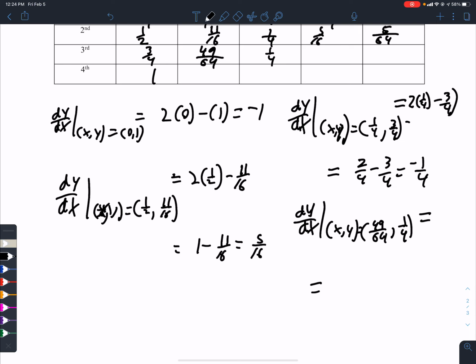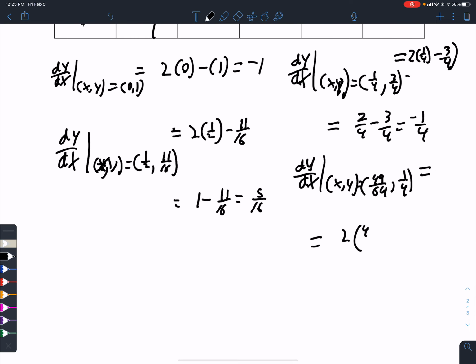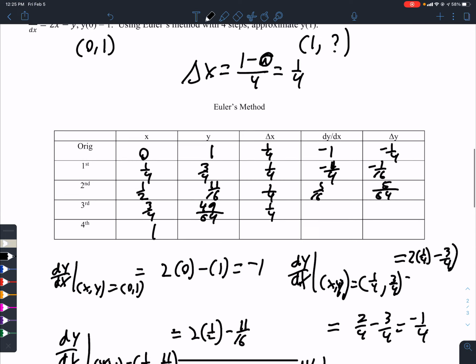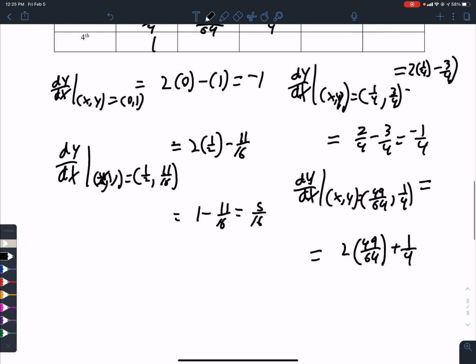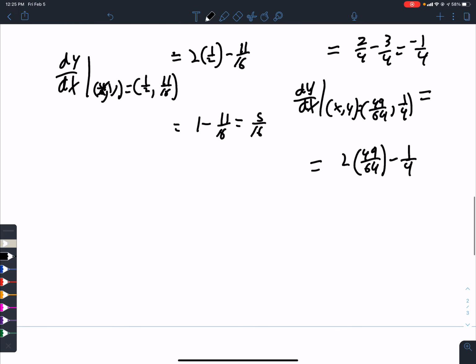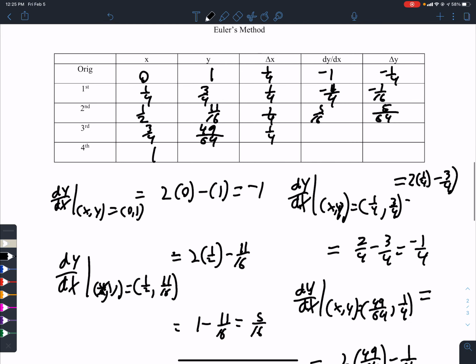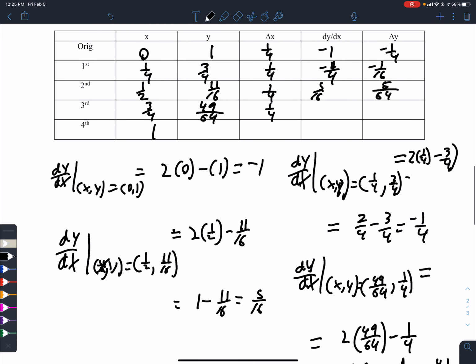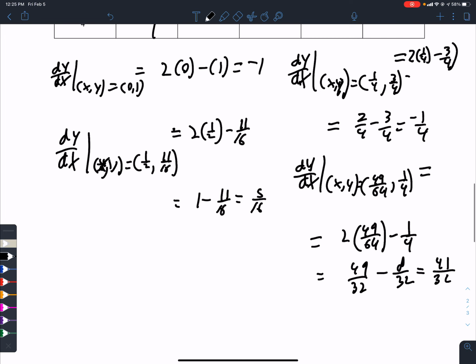I'm running out of room. I'll put it down here. So it's going to be 2 times 49/64 minus 1, or plus 1/4, right? It's plus. Oh no, is it minus or plus? It's minus. I've been minusing. Okay, I thought I messed up previously. Hopefully I haven't made a mistake previously, but I think this will give you the general picture of what's happening. This will be 49/32 minus, to make this over 32, 8/32, right? And 49 minus 8 is 41/32. So that's going to be my dy/dx, 41/32.